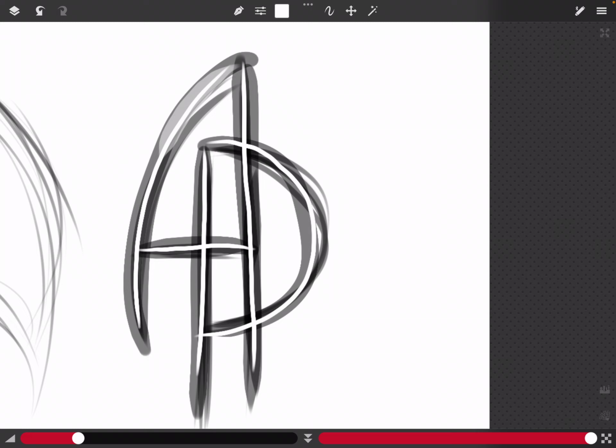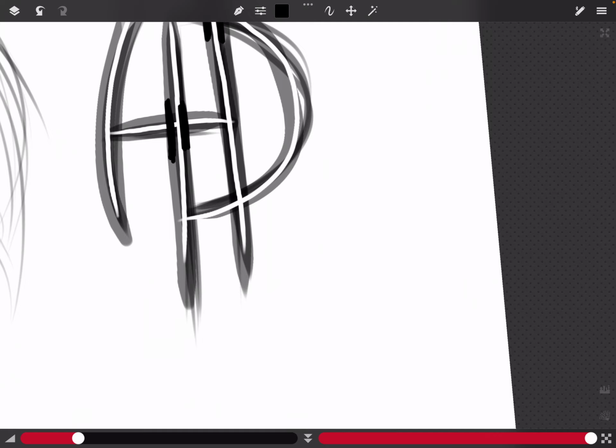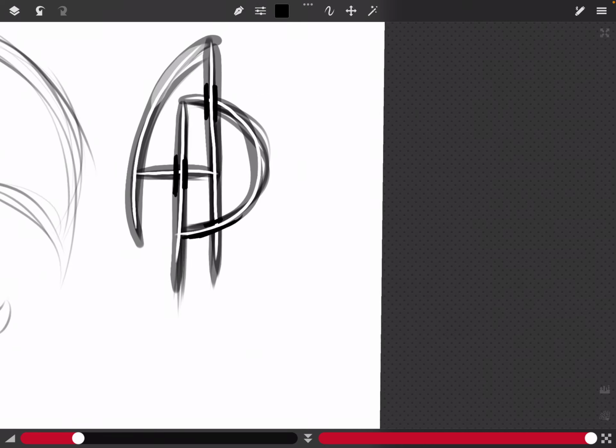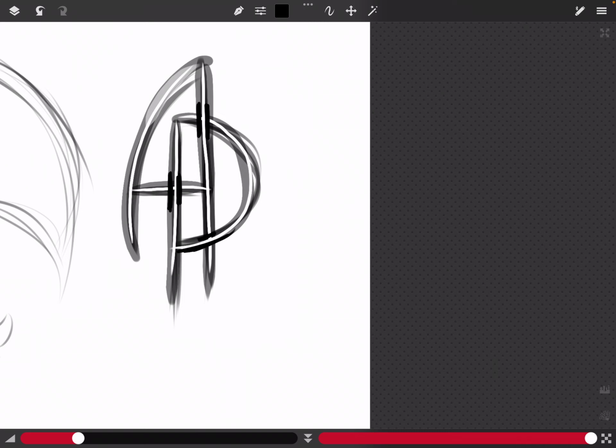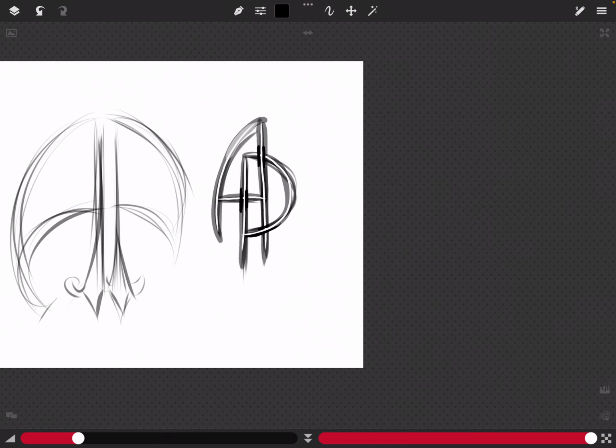So here, let's say this part of the P, the vertical stroke of the P, goes in front of the A. So then it goes behind the A here, and then in front of the A again over here. So here the P is behind the A and in front of the A at the same time. So they're interwoven.